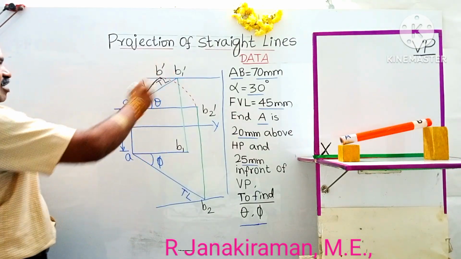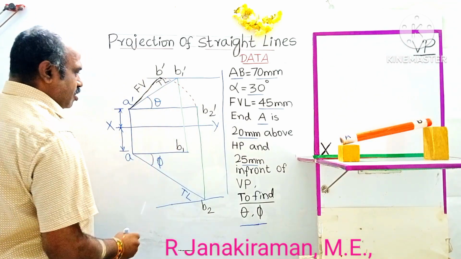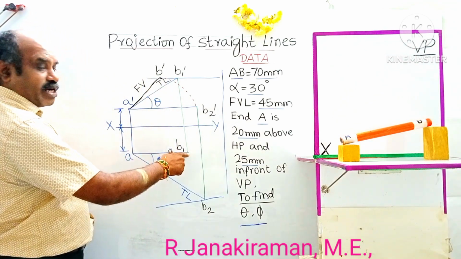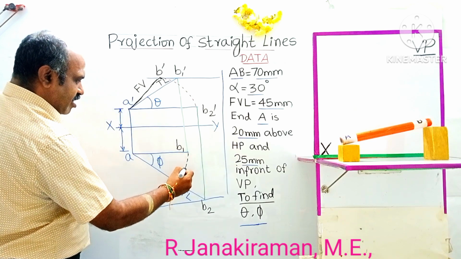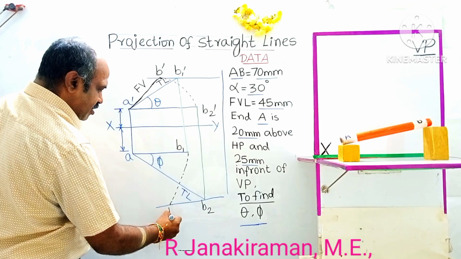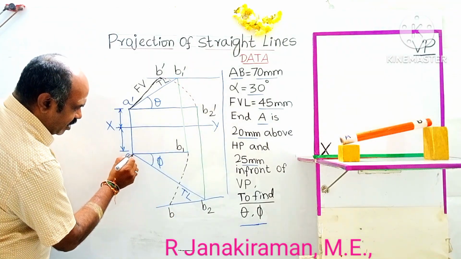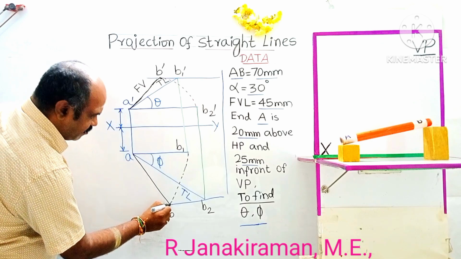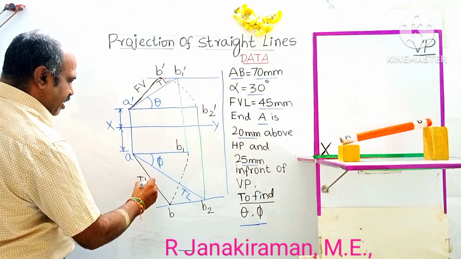A dash B dash is the final front view. And taking A as center, A B1 as radius, draw an arc downward. This arc, where it intersects with the locus line passing through B2, shall be marked as B. Join A and point B by HB pencil. Okay, this is the final top view that comes below the XY line.